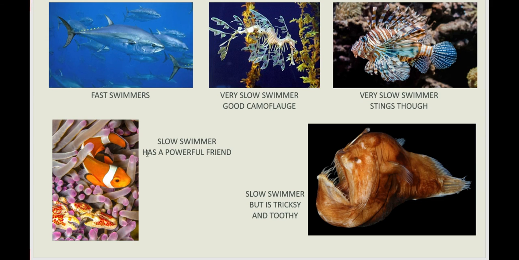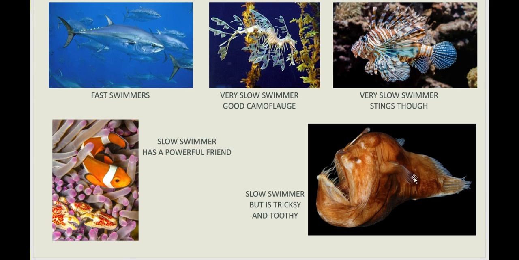Here we have, oh, it's Nemo. He's a clownfish. He is also a slow swimmer, but he has a very powerful friend. So he lives in the tentacles of a sea anemone. So these guys are good friends. Nemo the clownfish will clean the sea anemone, and the sea anemone protects the clownfish from predators. So that's his strategy.